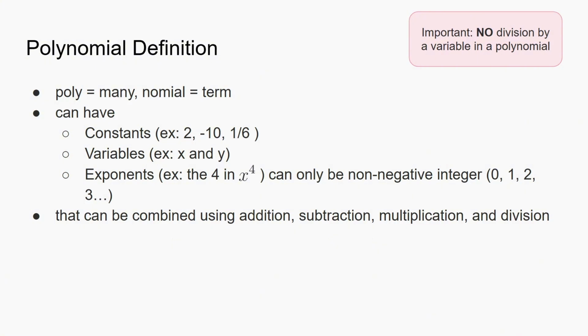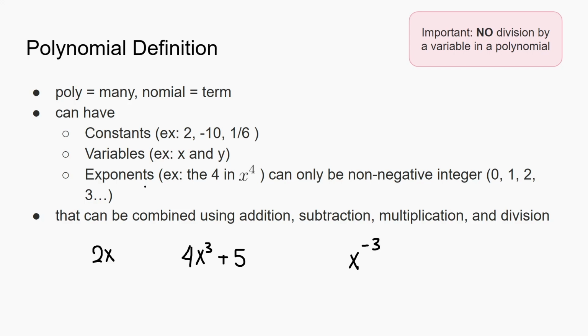For example, a term in a polynomial could be 2x, right? We have our constant 2 multiplied by our variable. Another term could be 4x cubed, which is a constant multiplied by an exponent. And we can use addition to add more terms, like for example, 4x cubed plus 5. That's a polynomial. Something that's not a polynomial would be something like x to the -3.